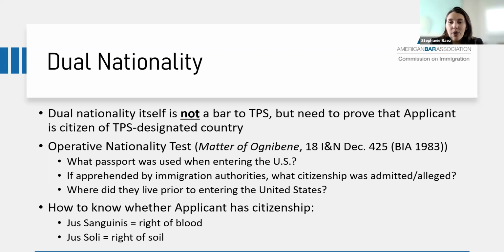And so one way to argue that your client is a Haitian citizen, for example, would be if those factors really support that your client was most recently in Haiti or arrived into the United States on a Haitian passport. That's not always the case with our clients.